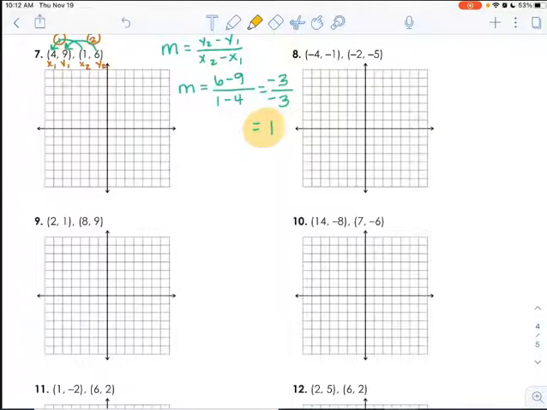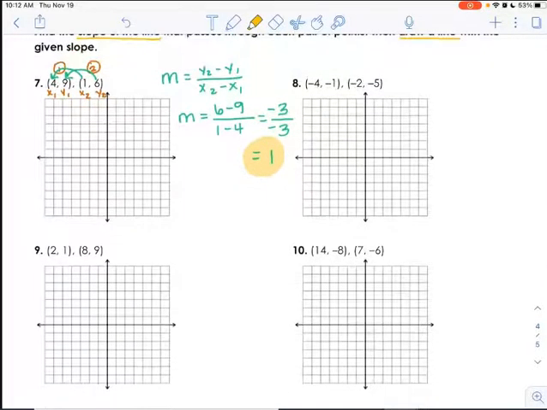So if this slope is a +1, what will this line look like? What do you think this line will look like? Yeah, it'll be going up. That's what we can expect. So now I'm going to verify that by just graphing. I'm going to plot these 2 points, connect the dots, and make sure that they have a slope of 1.